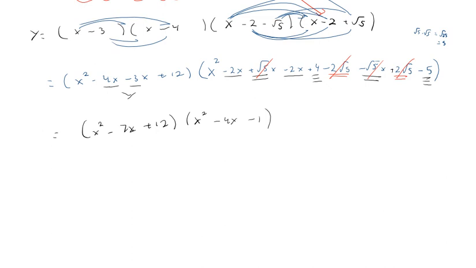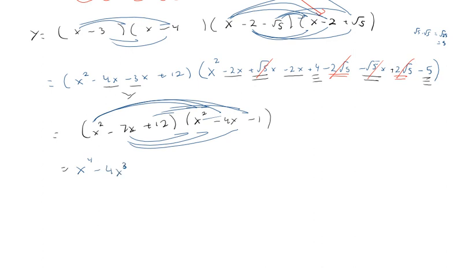Now, the next part. This one. Multiply all, I should say negative 7, right? Multiply this one to all 3. Negative 7 times x squared is minus 7x cubed. Negative 7 times negative 4 is plus 28x squared. Negative 7 times negative 1, positive 7x. Great. Last one, the 12. Multiply the 12 by everything. 12 times x squared is plus 12x squared. 12 times negative 4 is negative 48x. And 12 times negative 1 is minus 12.